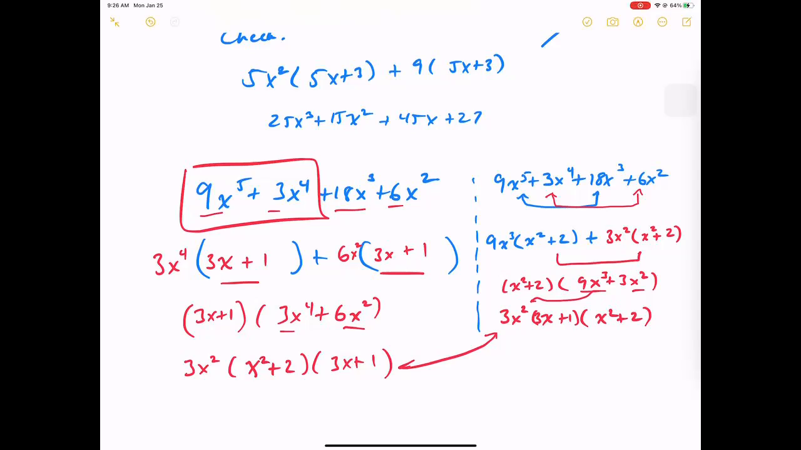The goal is that once I factor out the common values, what's left over is exactly the same term, right? This is exactly the same term, so we can factor it one more time. If they're not the same, then it probably isn't factorable by grouping, or you have to try a different order.